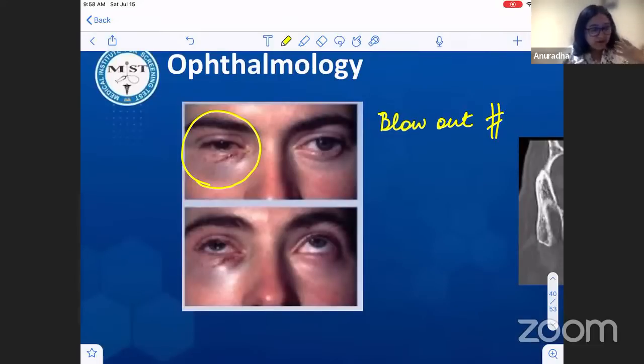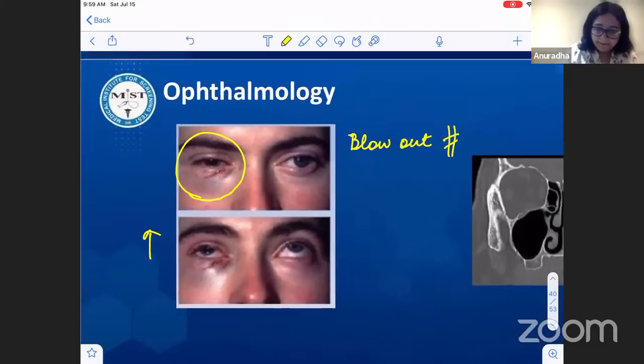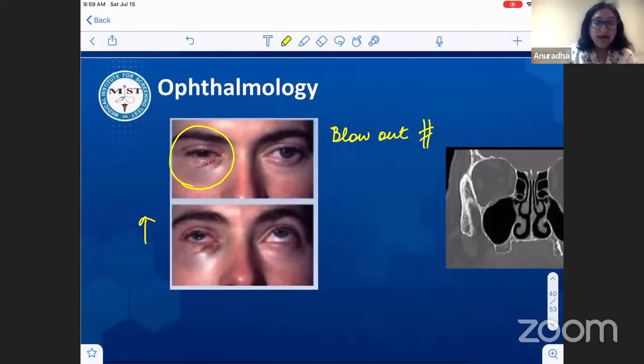Yes, absolutely right. And it also leads to diplopia because there is restriction of the upward movement due to entrapment of the inferior rectus, as well as downward movement. Okay. So there is double diplopia. There is diplopia in elevation as well as in depression.